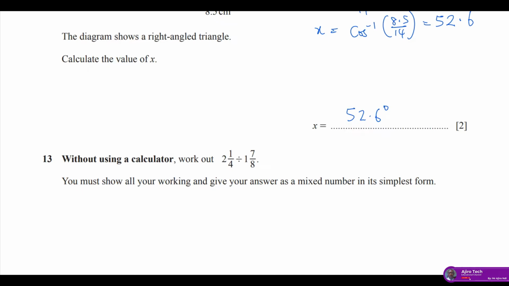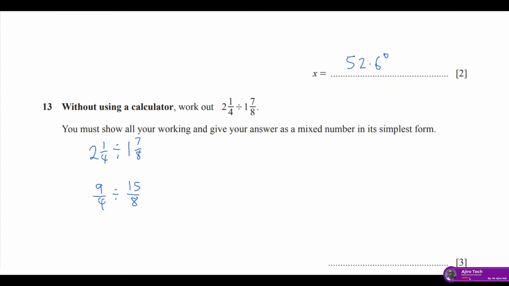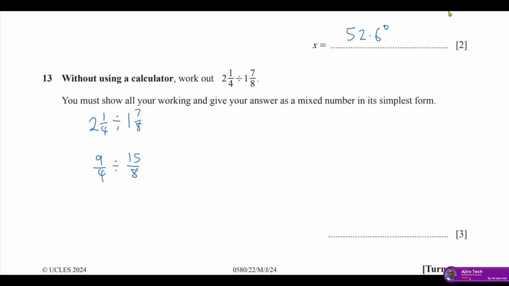Now, without using the calculator, work out that solution: 2 1/4 divided by 1 7/8. These are mixed numbers. Convert to improper fractions. 4 times 2 is 8, plus 1, gives 9/4. Divided by 8 times 1 is 8, plus 7, gives 15/8. Now, you have to change this division to multiplication. The divisor will now flip to 8/15. The dividend remains the way it is.